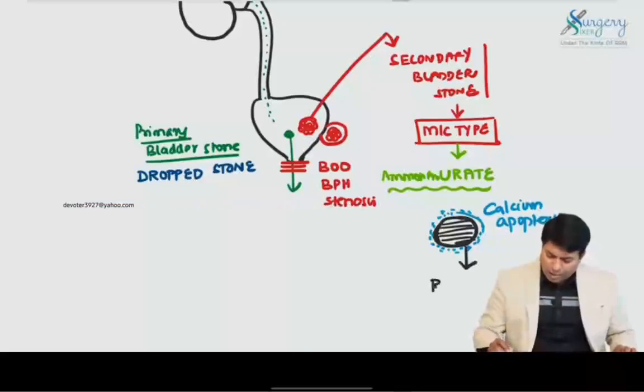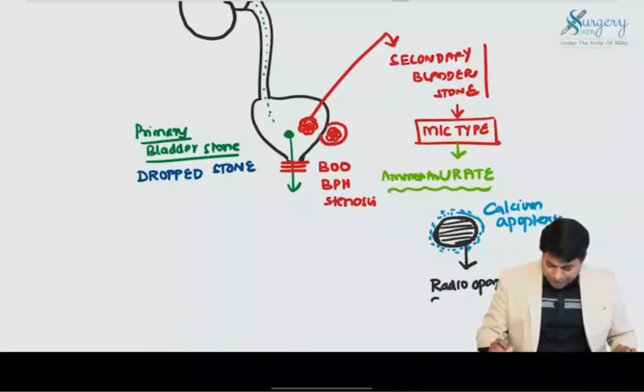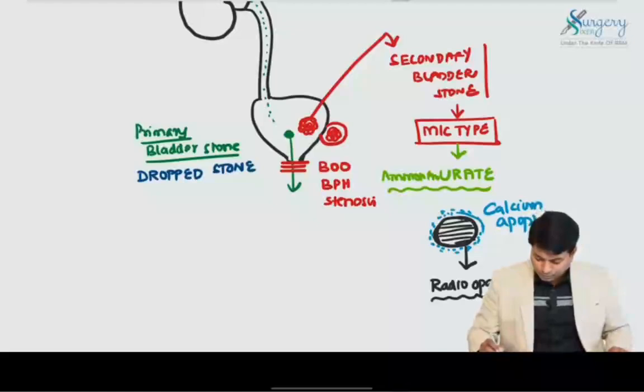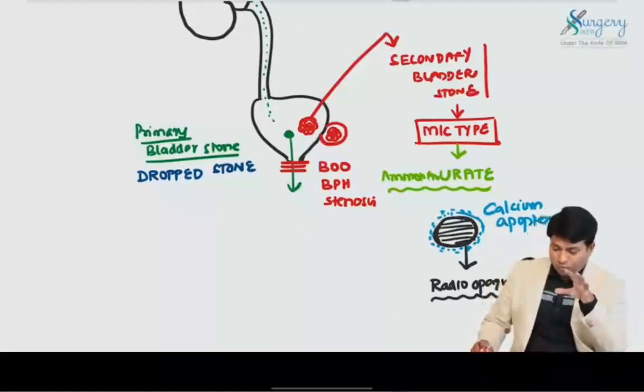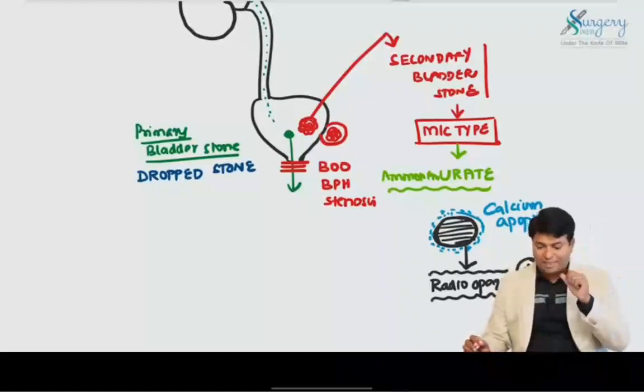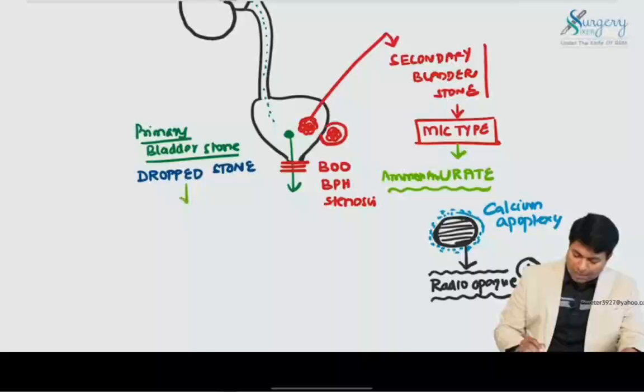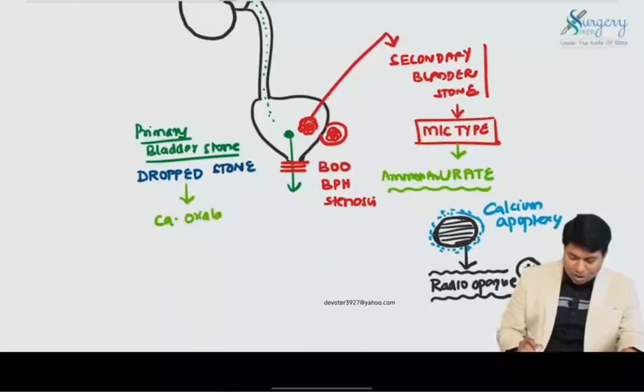Therefore, they are 100% radiopaque stones. Secondary bladder stones are 100% radiopaque stones. Please don't forget it. 100% radiopaque stones because of calcium apatite. Okay. So primary bladder stone, the most common type of stone is calcium oxalate stone, but it is not the commonest overall. It is rare in the bladder.